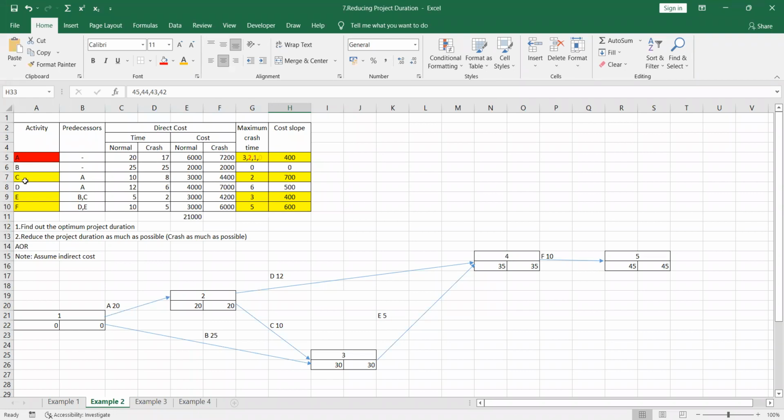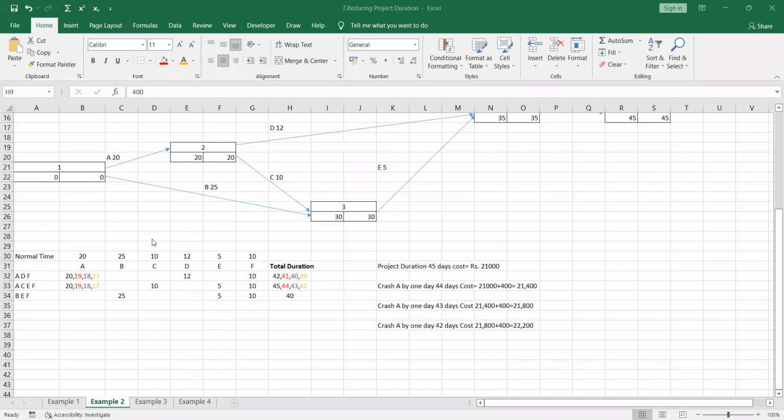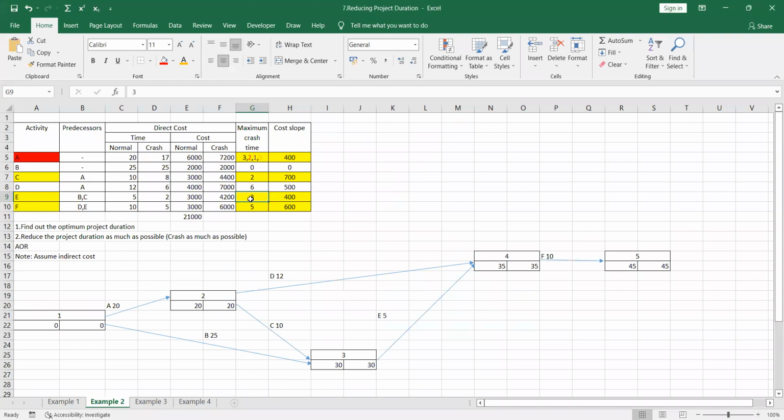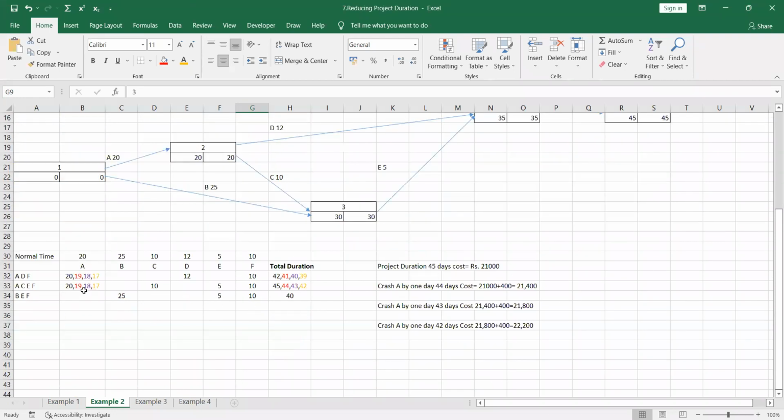So next one, you have to say which activity is having the lowest cost slope. So what is the activity that you are now going to crash? Very good. Rukshika, Ishara, Diane are telling E activity. So we are going to crash E activity. Very good. So E activity is having a maximum crash time of 3.